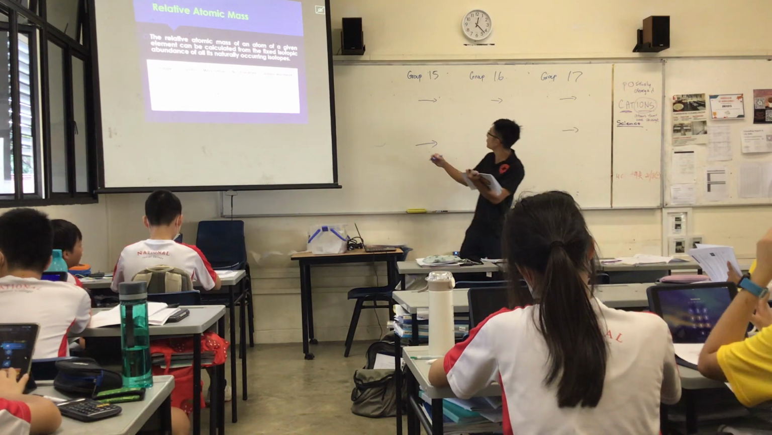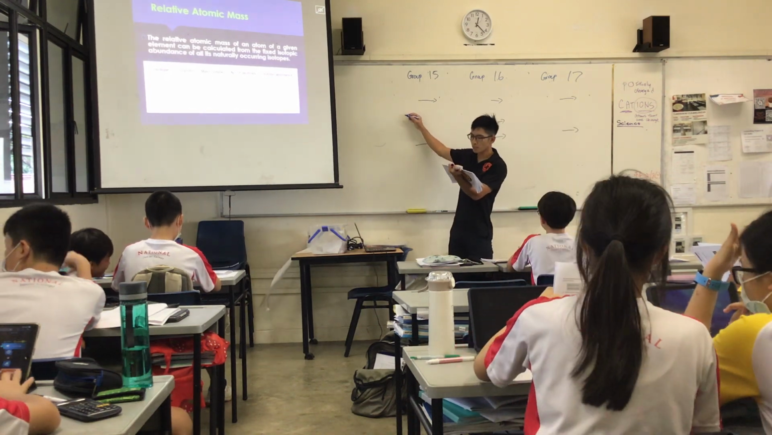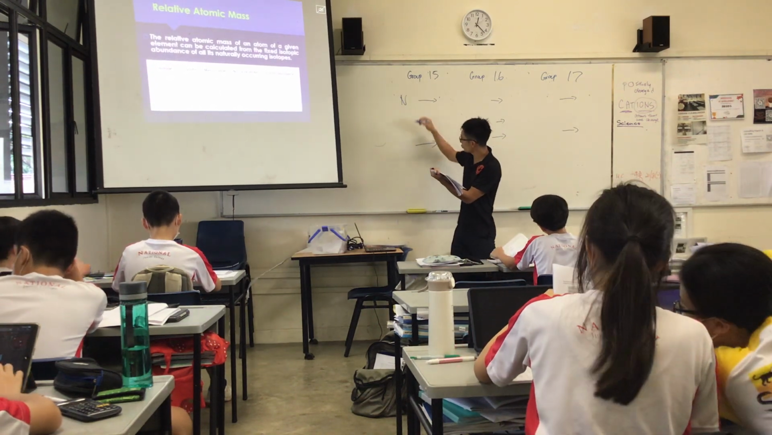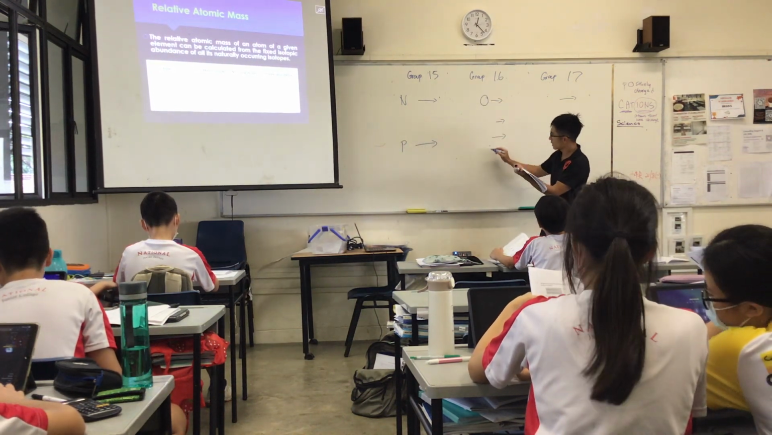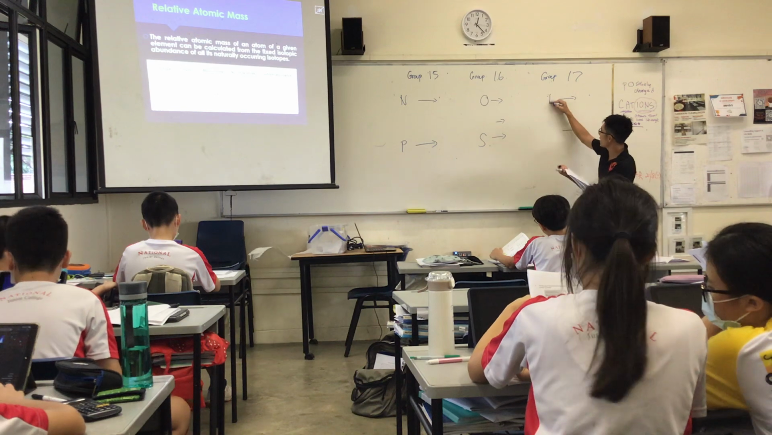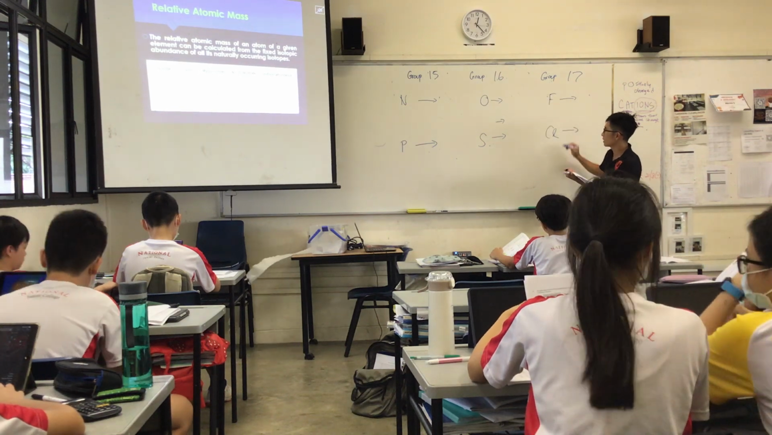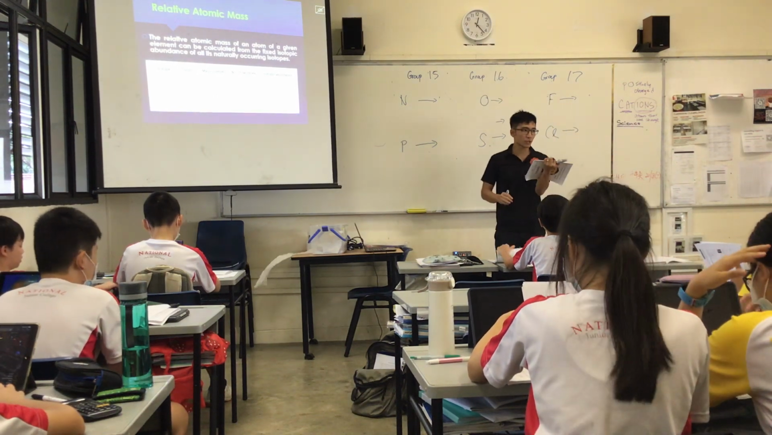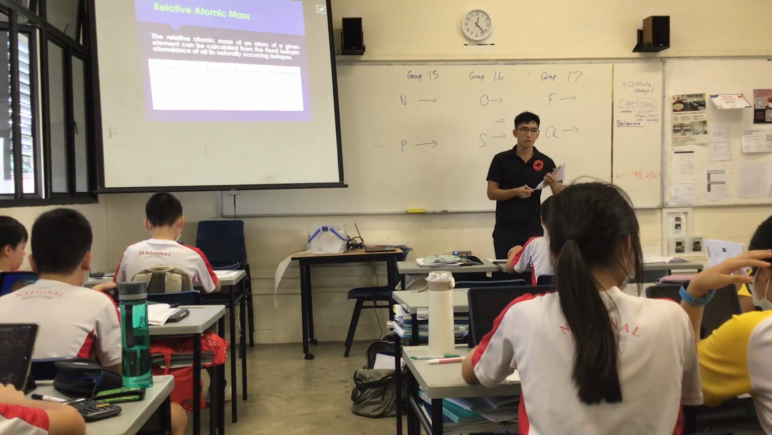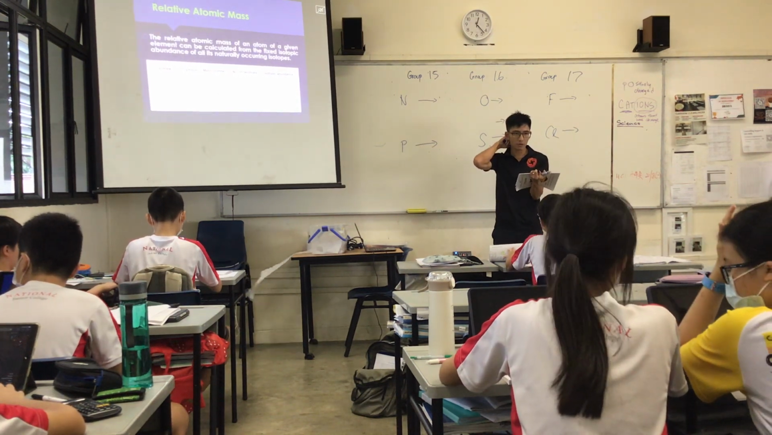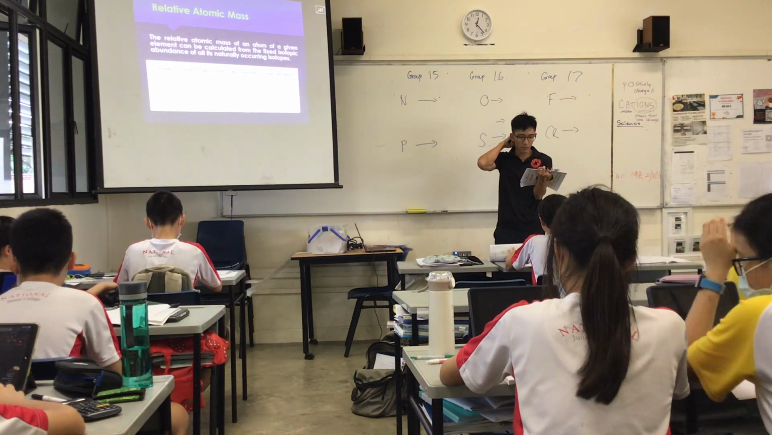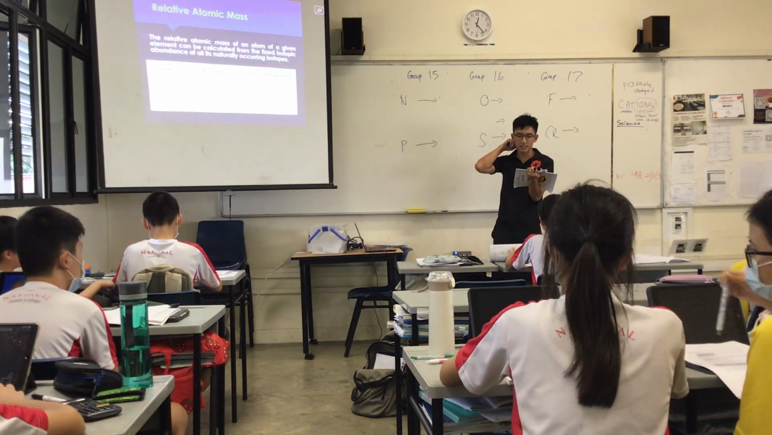Our attention turns to groups 15, 16, and 17 now. I'm going to focus on the elements nitrogen, phosphorus, oxygen, sulfur, fluorine, and chlorine. Give me the electronic configuration of these 6 elements. Everyone, do a quick exercise. Can you tell me the electronic configuration of these 6 elements in groups 15, 16, and 17?